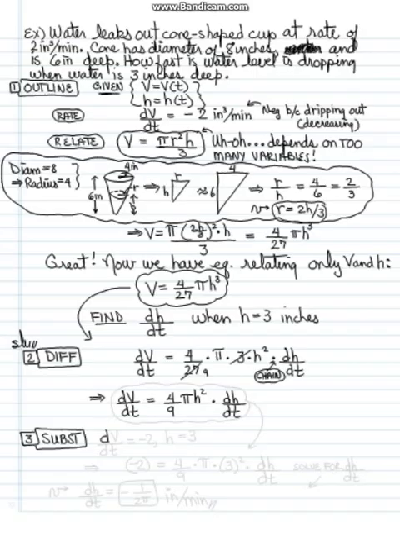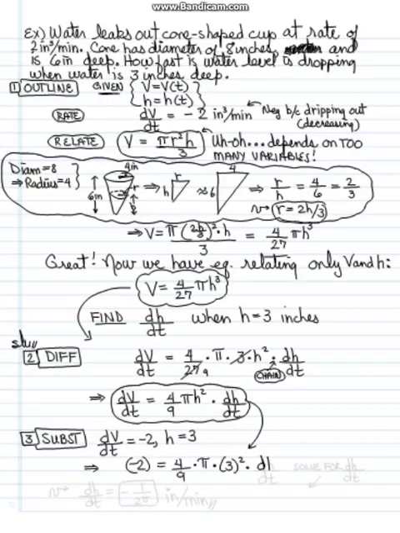Let's go to step 3. We'll substitute into that result from step 2. The given dV/dt is negative 2 and h is equal to 3. So that implies negative 2 equals 4/9 times pi times 3, raised to the second power, times dh/dt. The only unknown value is dh/dt, and that's exactly what we're looking for. So isolate dh/dt, it's equal to negative 1 over 2 pi. And that's the rate of change of the height. The units would be inches per minute. Perfect.